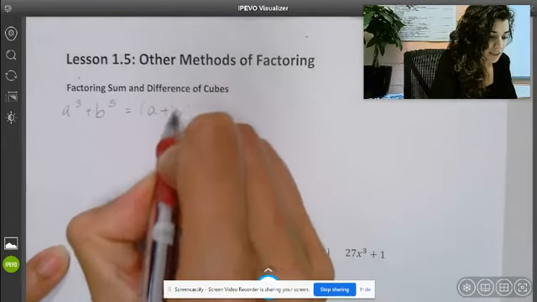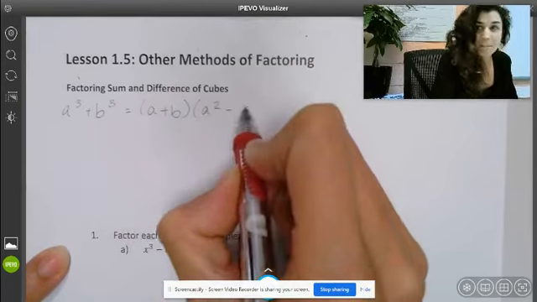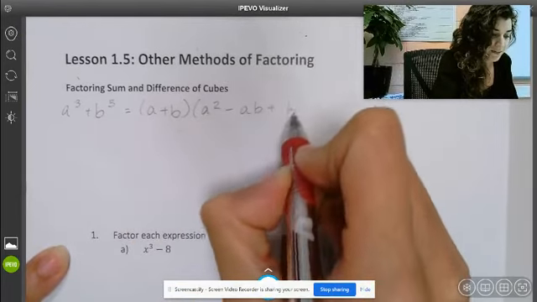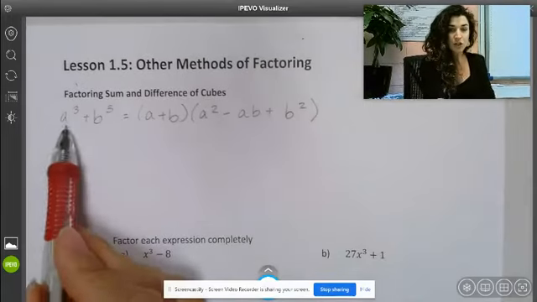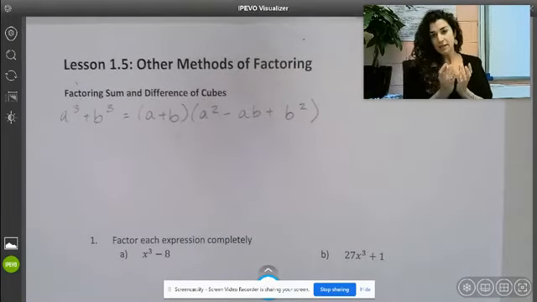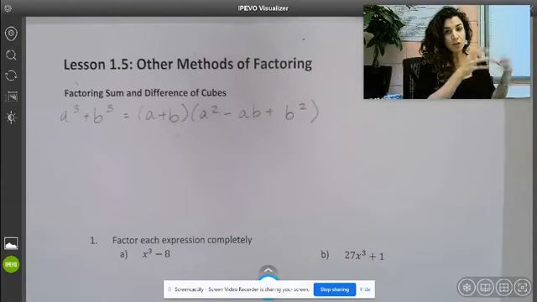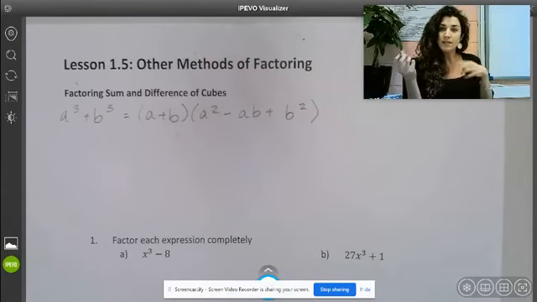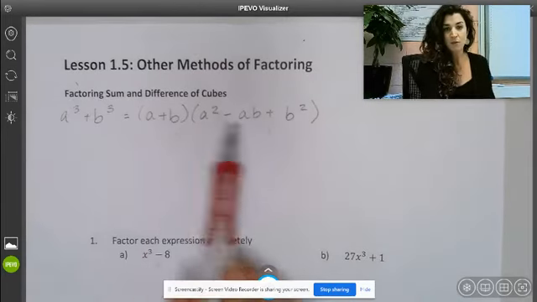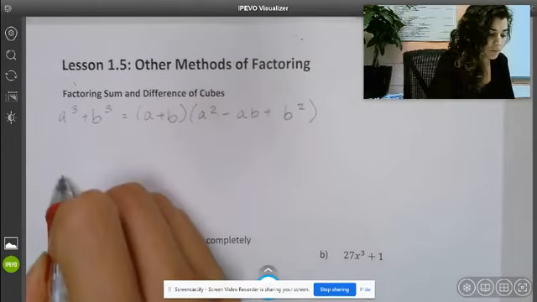It is equal to a plus b times a squared minus ab plus b squared. So that's the formula, where you've got this first term, which is cubed of this thing, plus a second term, which is cubed of a thing. And then you take those pieces apart and figure out what is a and what is b, and then you can put them into the formula like so.